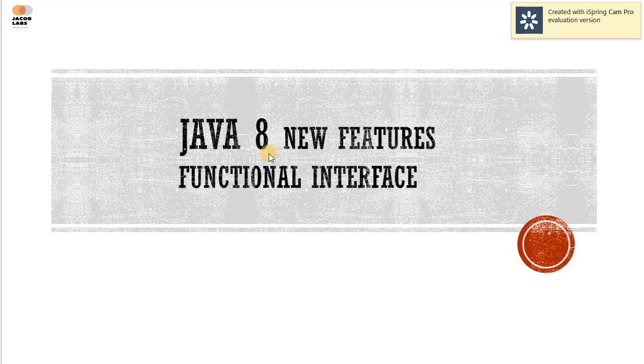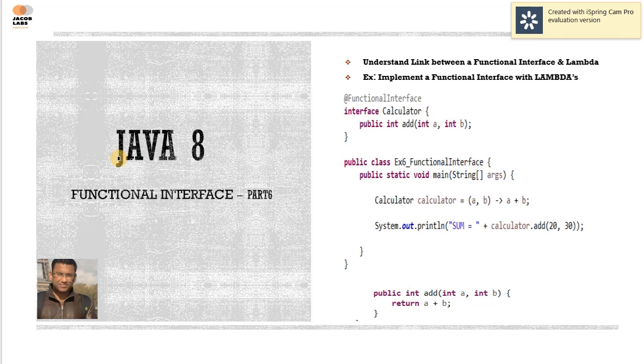Hello and welcome to part 6 of functional interfaces. In this video, we will see how we give an implementation to a functional interface using a lambda.